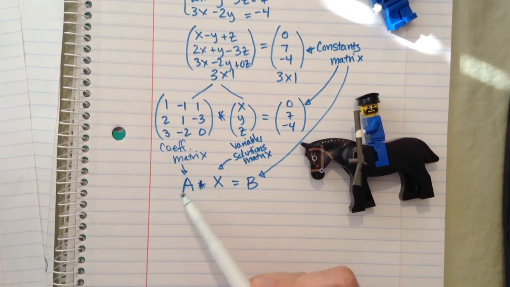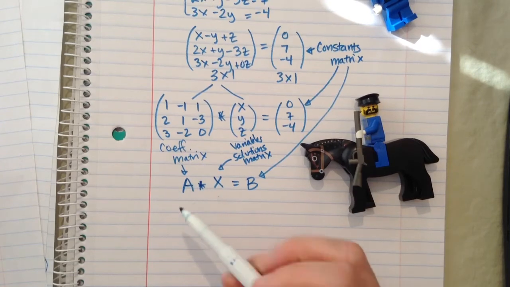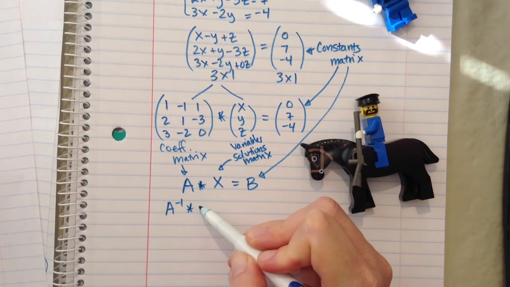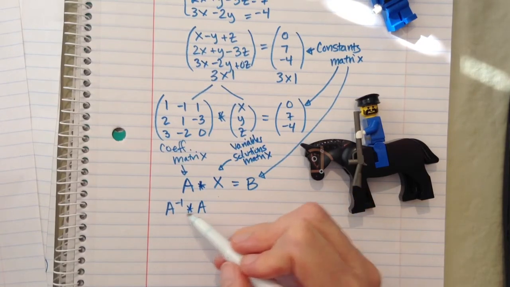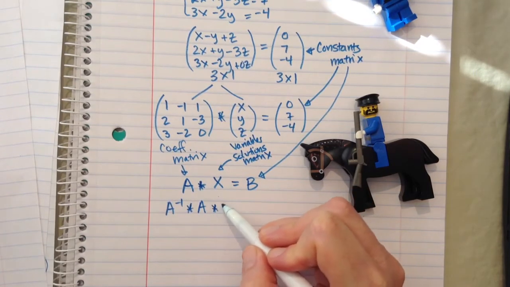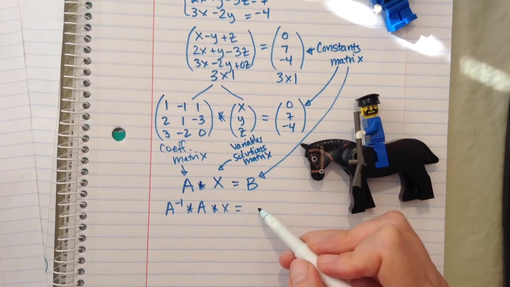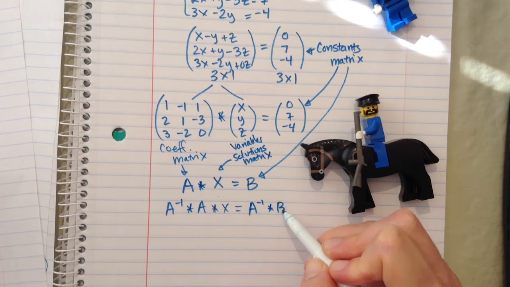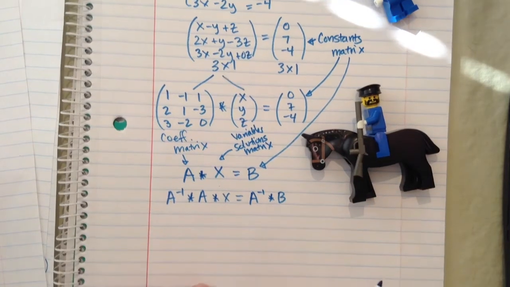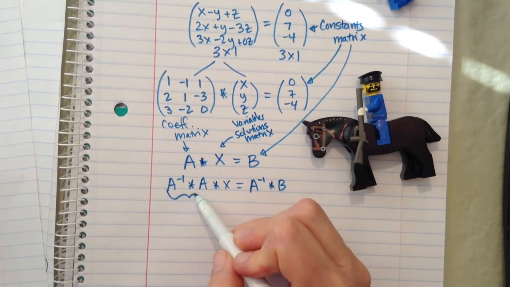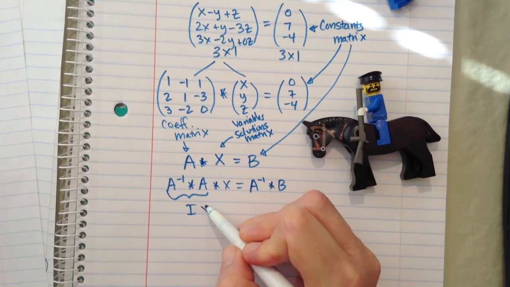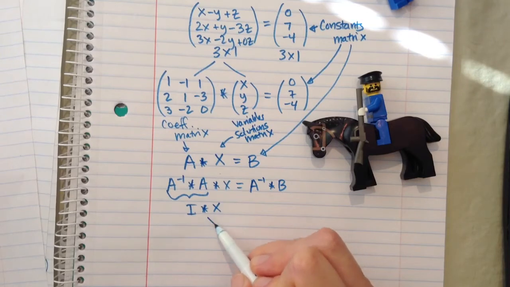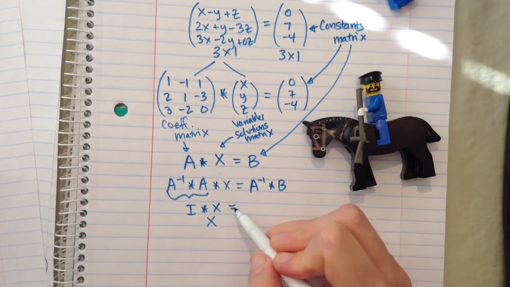How do we get rid of this multiplication by A? Well, we would multiply by the inverse of A. So if I do A inverse times A times X, and then I would have to do the same thing on this side, A inverse times B. If I multiply on one side of the equation, I have to do the same thing on the other. These two will become the identity matrix, and we know the identity matrix times any matrix is just that matrix.